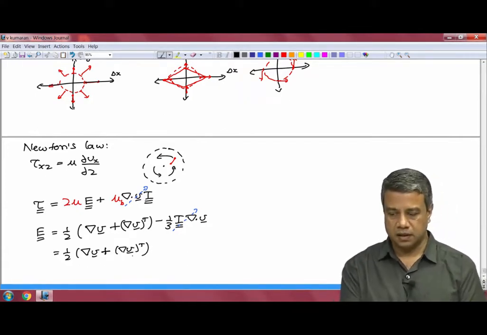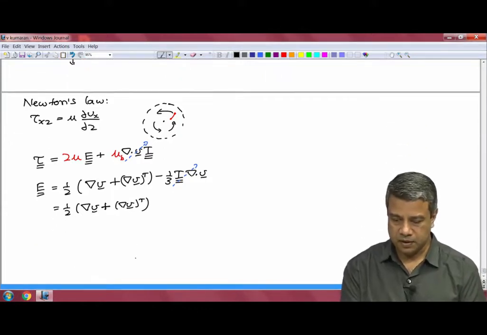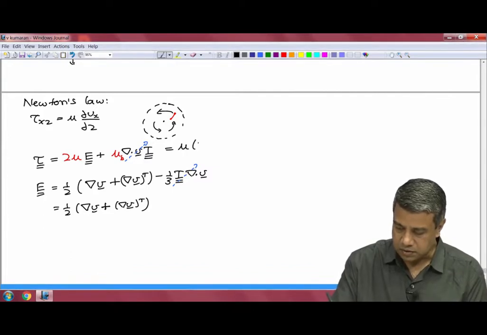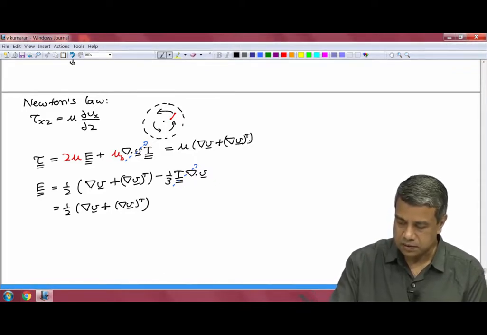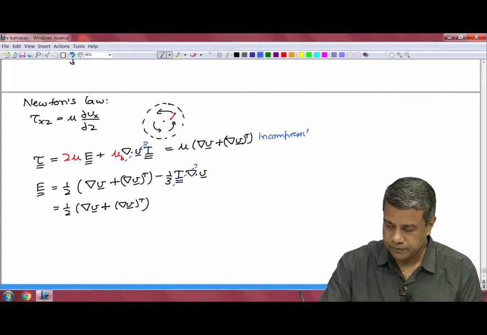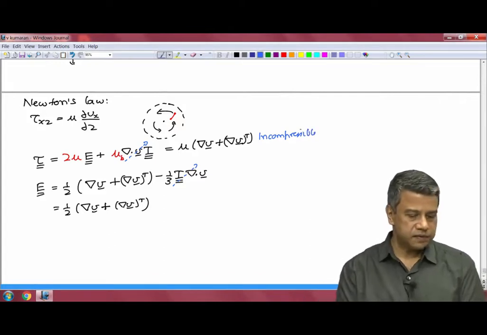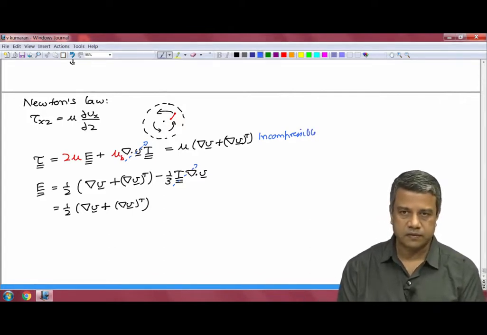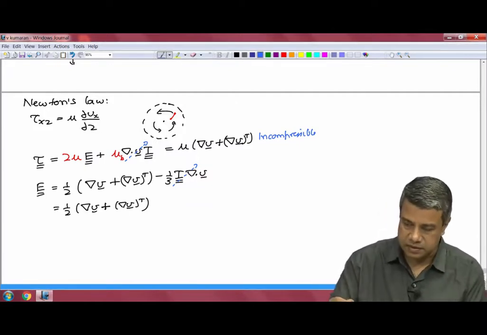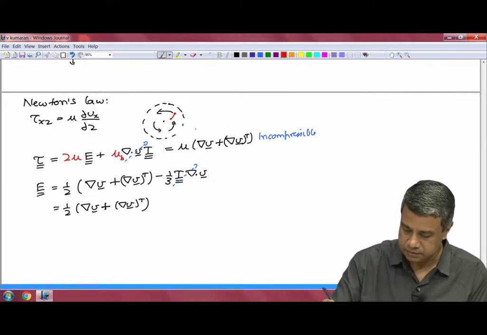For an incompressible flow, the stress tensor is going to be equal to mu into the gradient of the velocity plus the gradient of the velocity transpose. This is the expression for the stress tensor for an incompressible fluid. This is Newton's law written in tensor form. This is basically Newton's law of viscosity.